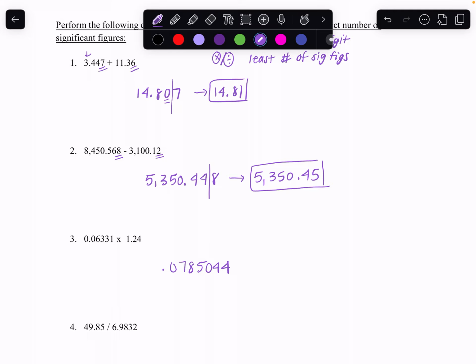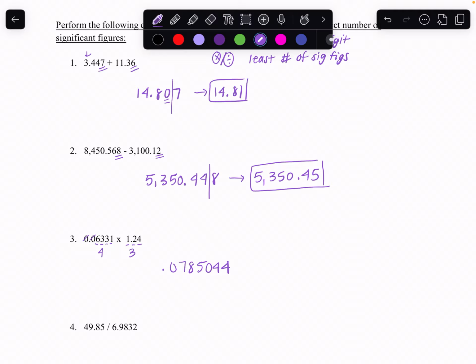So, looking at 0.06331, neither of these leading zeros are going to be significant, okay? But these 4 whole numbers will. So, in this one, I have 4 sig figs. Looking at 1.24, that's a little easier to figure out. All of these are whole numbers. So all of them will be significant, and I will have 3 sig figs.